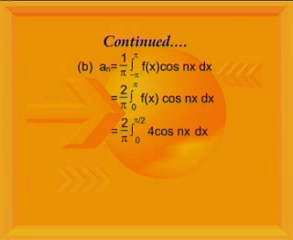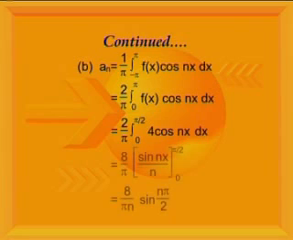So a_n is equal to 2 over pi into the integral of 4 cos nx, x from 0 to pi by 2. And this integral is very easy. That is equal to 8 over pi into sin nx divided by n, x from 0 to pi by 2. After putting in the limits, this is equal to 8 over pi n into sin(n pi by 2).